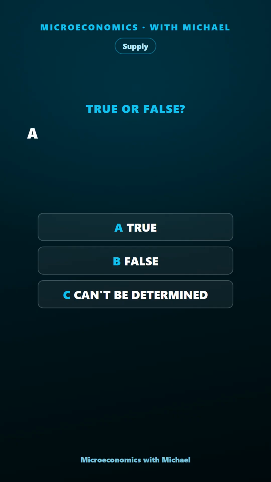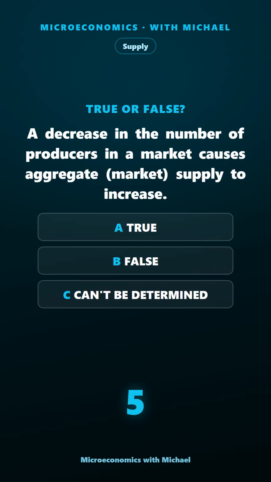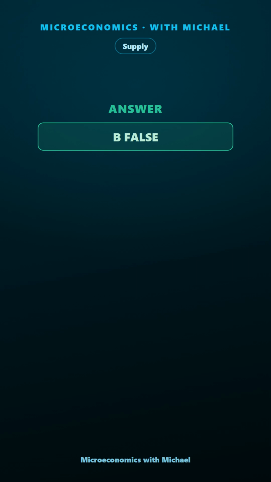A decrease in the number of producers in a market causes aggregate market supply to increase. True, false, or can't be determined. The answer is false. Incorrect.